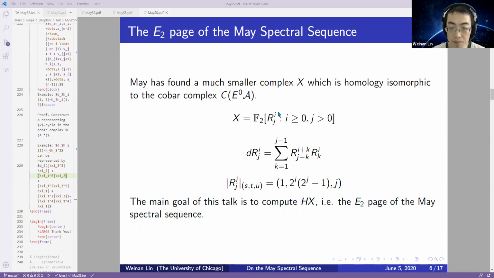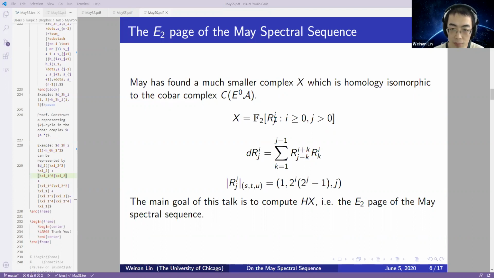So the main goal of this talk is to compute the cohomology of this DGA. X looks kind of simple. It's a polynomial algebra, but the computation of H(X) is actually very hard. And that's the E2 page of the May spectral sequence. Any questions? So I will let you stare at this for a moment.